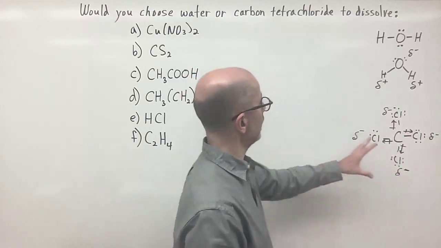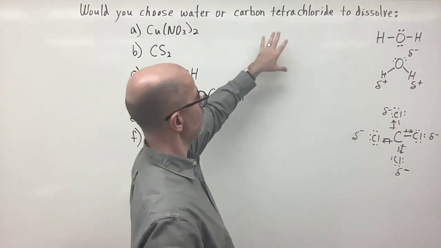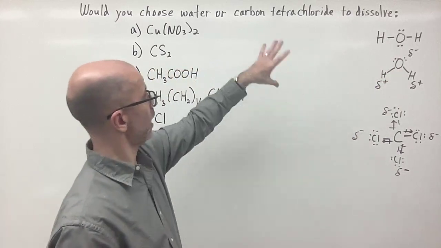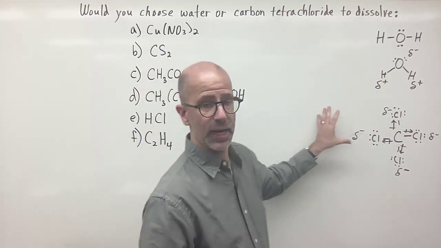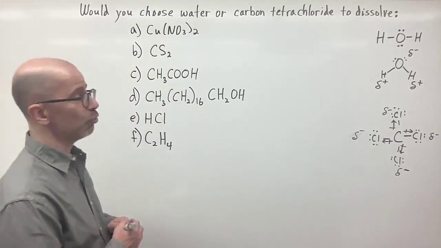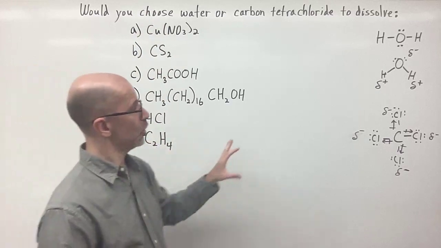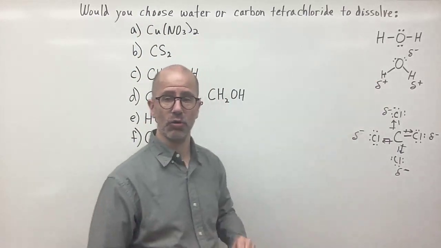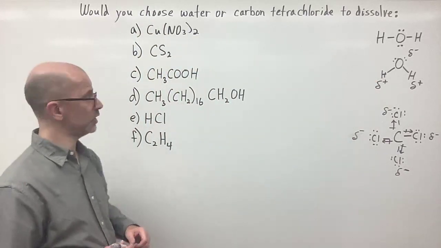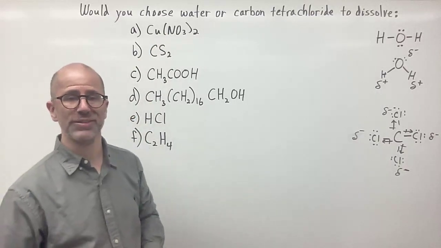So we're looking at dissolving each of these substances in both water, which is a polar substance, and carbon tetrachloride, which is a nonpolar substance. Using the rule "like dissolves like," we just look at whether they're closer to water or closer to carbon tetrachloride. So let's look at A. A is copper(II) nitrate.